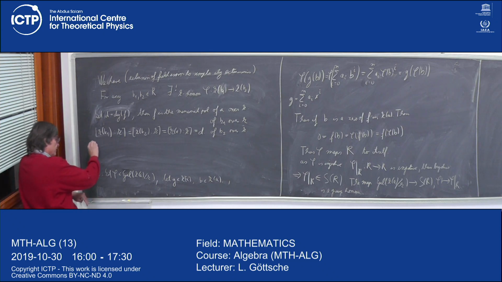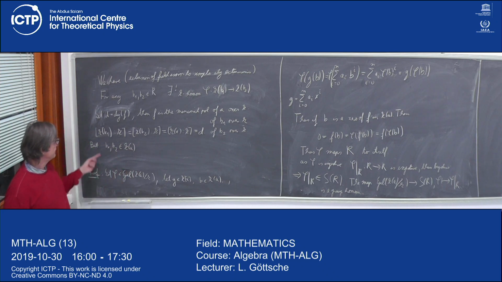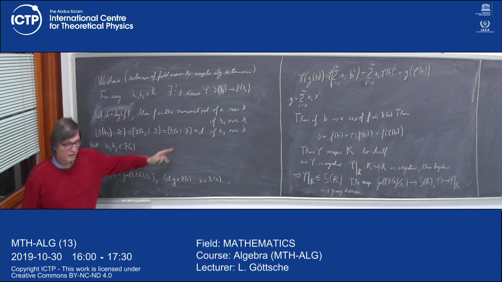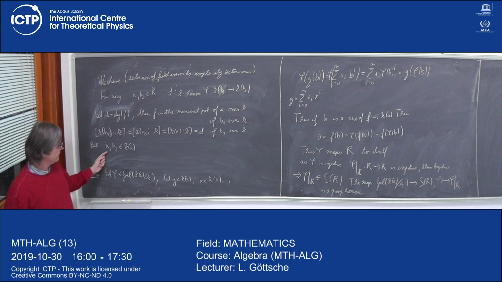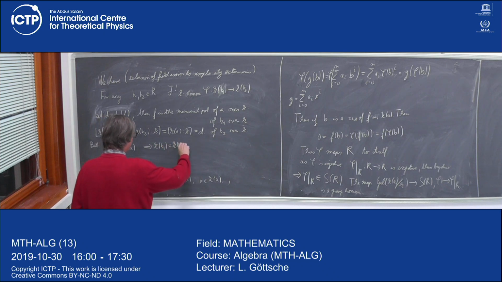But we have assumed that b1 and b2 are both elements in K(a). So that means K(b1) over K has the same degree as K(a) over K, but it's contained in it. So they must be equal. So it follows K(b1) is equal to K(b2).